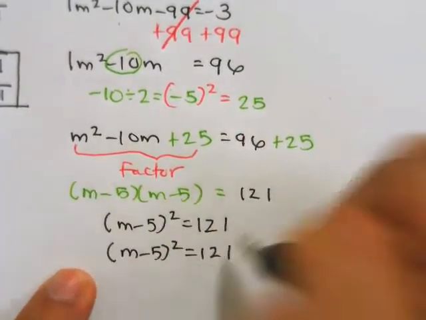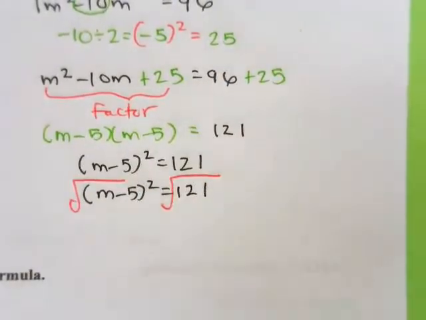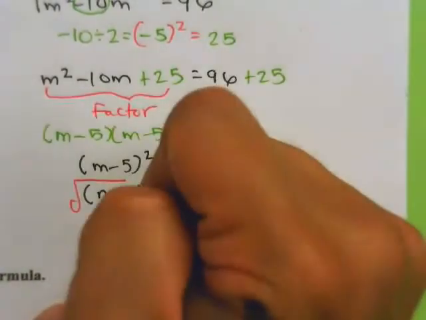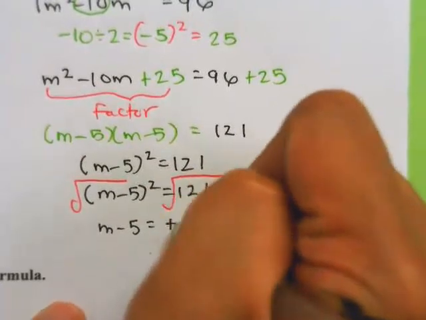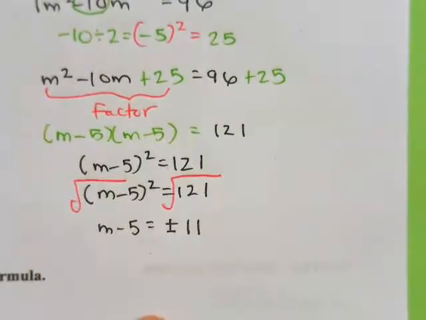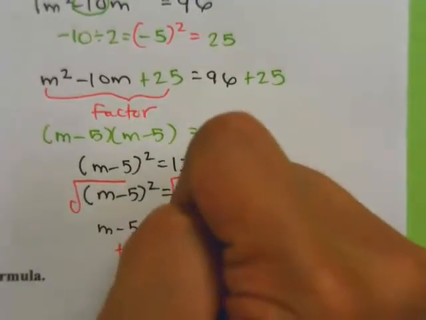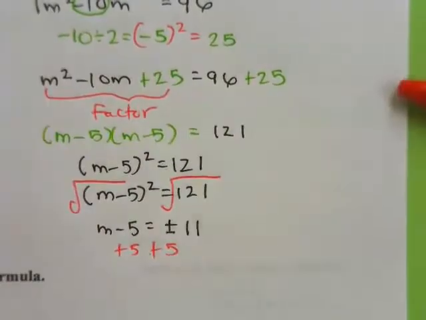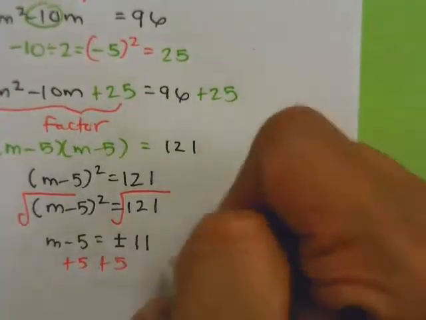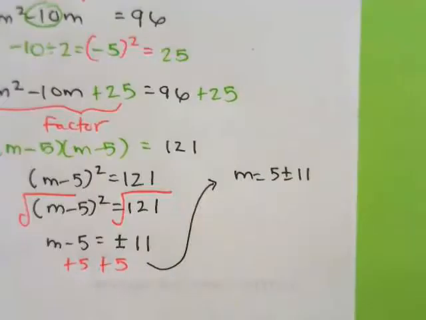How do you undo a square? You are going to square root both sides. m minus 5 is equal to plus or minus, don't forget that. And 121, that's a square root. I mean, we can square root that. Square root of 121 is just an 11. Add 5 on both sides. m is equal to 5 plus or minus 11.